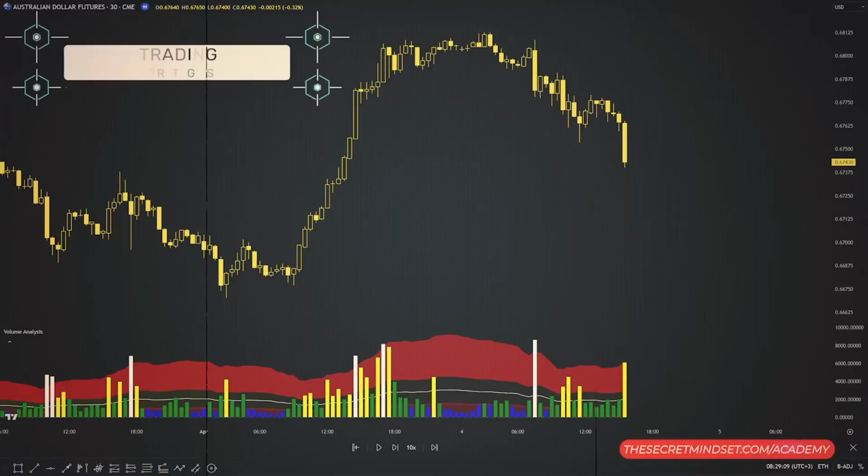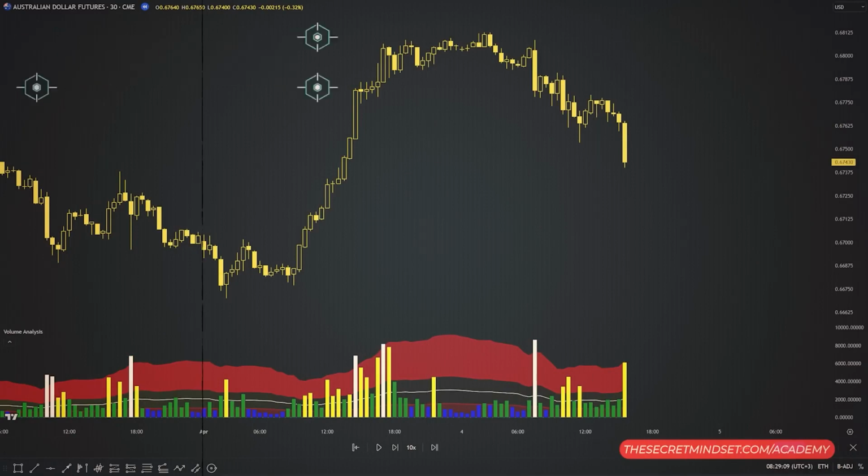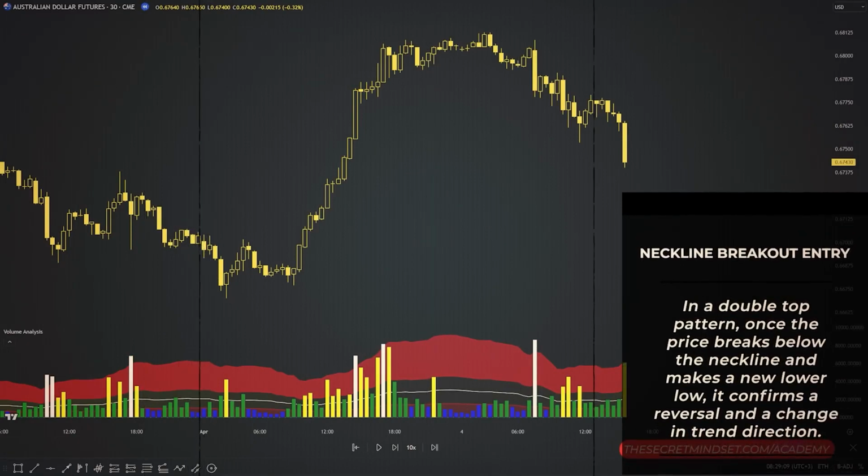Now let's briefly discuss how you can incorporate these patterns into your trading strategy. There are four main variations to consider. First is the neckline breakout entry.